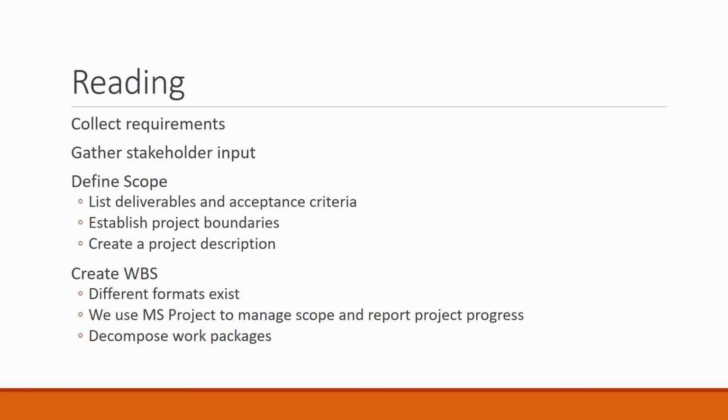Now, your reading will talk about gathering requirements. There are a number of different ways with which we gather requirements in a project. One of the most frequently used is just a direct interview. Talk to the users, talk to the stakeholders involved, and gather requirements. We collect requirements, and as such we gather stakeholder input in order to collect those requirements. We use that information to define our scope. We list our deliverables and our acceptance criteria.